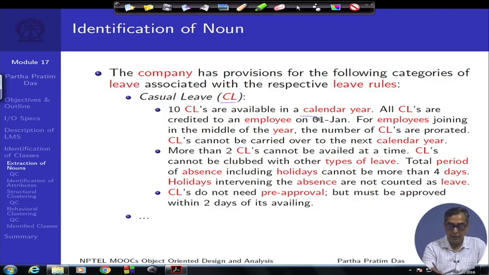Then you find several nouns coming here: calendar year, employee had come earlier, year, then we get absence, we get holidays, we get types of leave, we get pre-approval. These are according to part of speech, these are all nouns. So, the basic exercise is to actually go through this and keep on identifying the nouns. So, I would not proceed further. I would suggest that at this point you pause the lecture and take your time to go back to the document and identify all the nouns in the document.